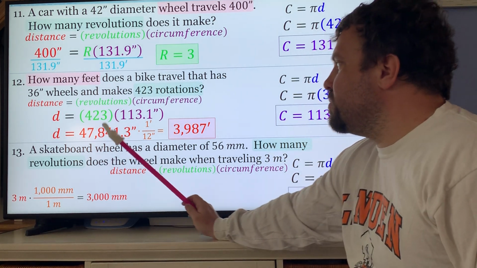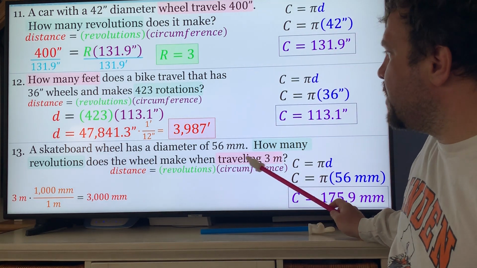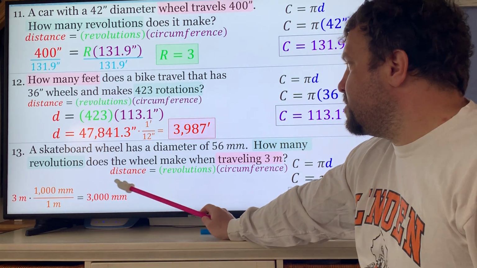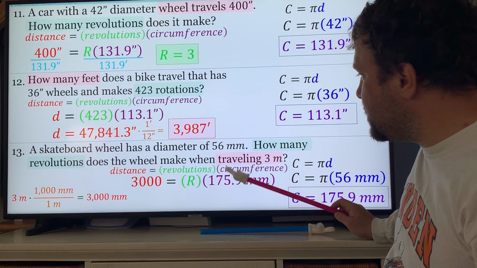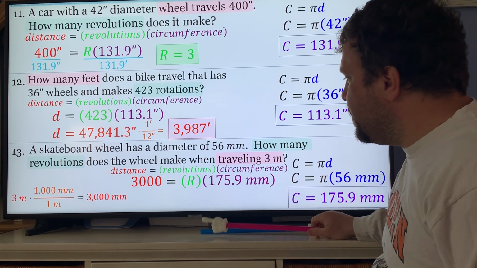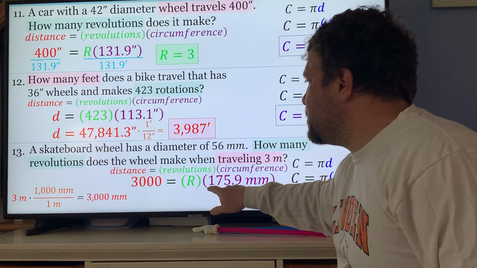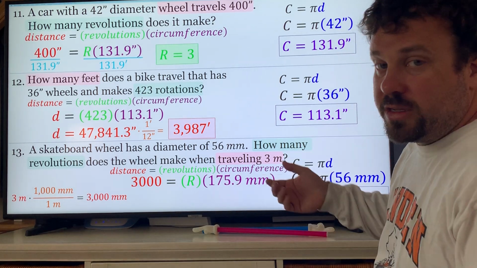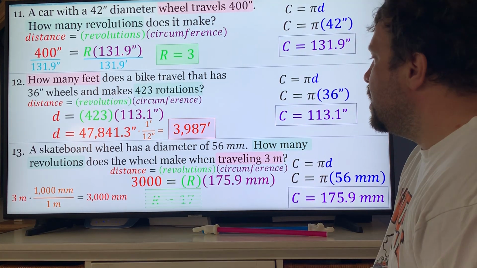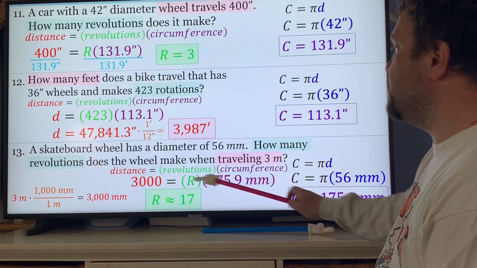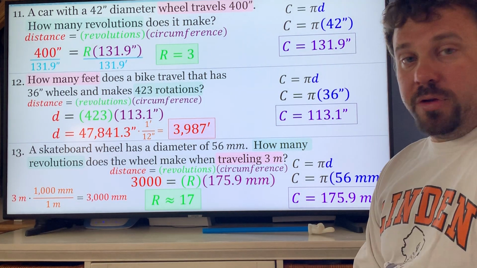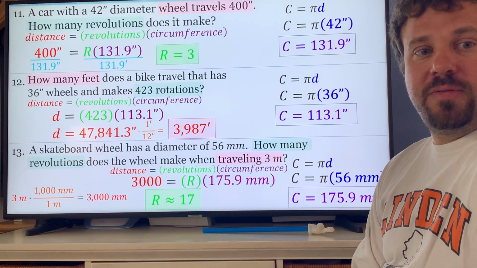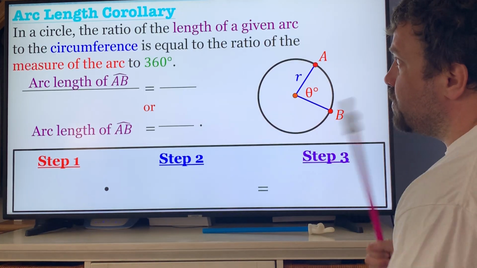So R is what we're looking for. Traveling 3 meters, which is 3,000 millimeters. So 3,000 millimeters equals R times 175.9. If you want to make this 3 and this 0.1759, you can do that as well. Convert everything to meters. But when you divide the two, you get about 17. All right. Hopefully you did well on that. It's not too difficult. Good. Let's go to the next problem.